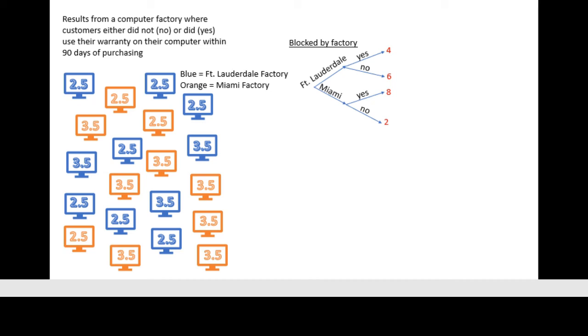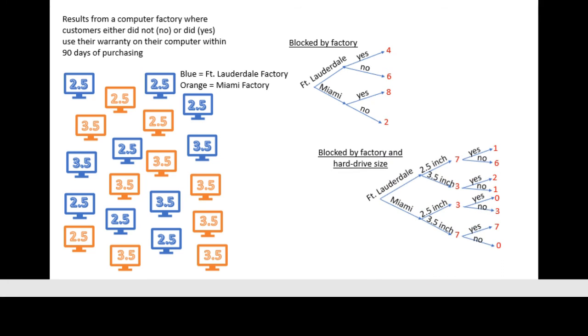You can see from the diagram that some computers have a 2.5-inch hard drive and others have a 3.5-inch hard drive. So we will still block by factory, but this time we could also block for the hard drive size. We see that the larger hard drive might instead be the reason many computers require warranty, and the Miami factory simply usually installs the 3.5-inch hard drive size.